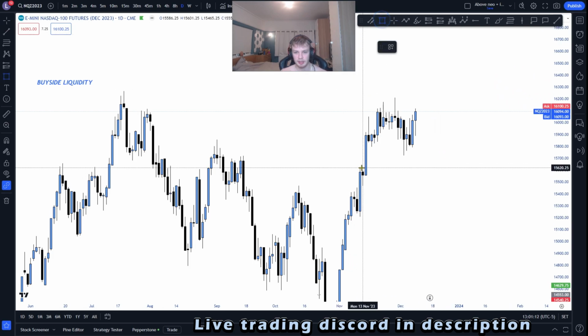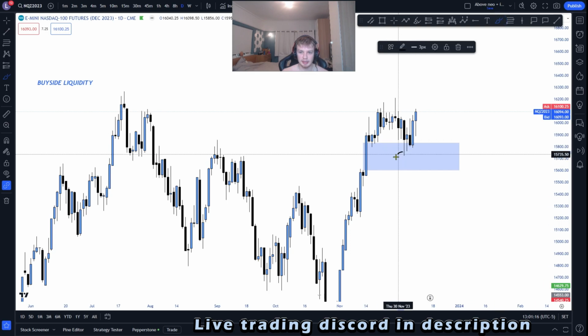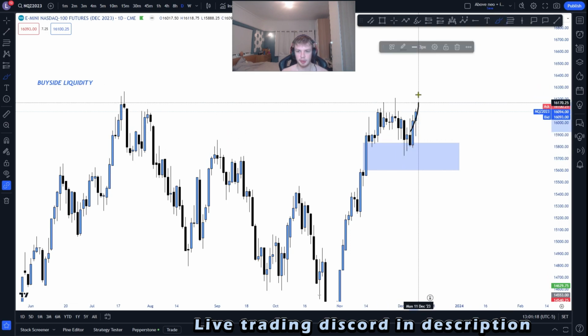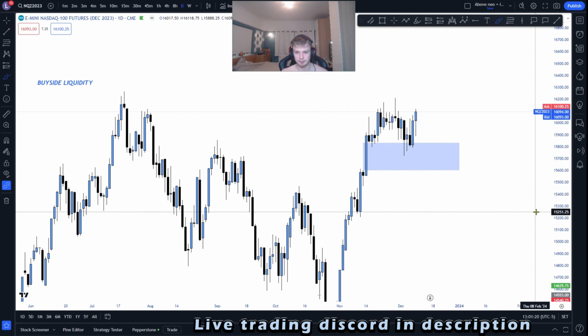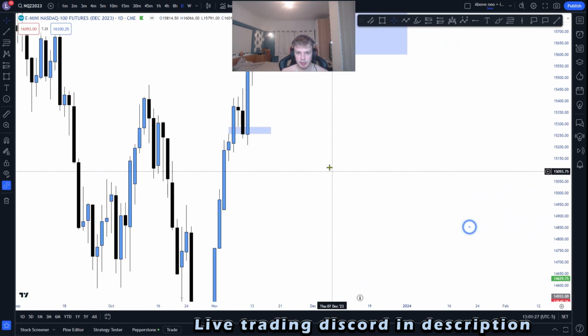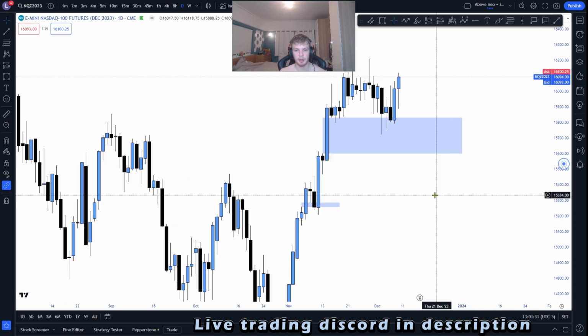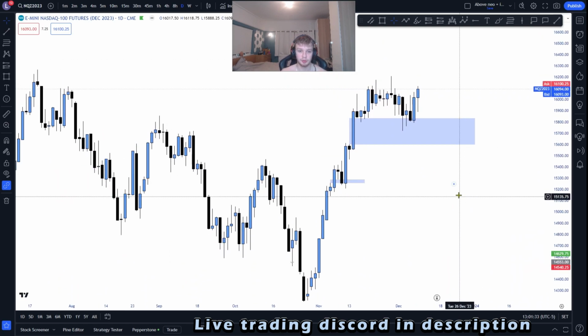So for example, this fair value gap right here, as you can see, price comes back, has tapped into it, and now price is going up for buy side liquidity. The same with this fair value gap down here. Price is respecting this fair value gap, comes down, taps into the fair value gap, and then pushes straight up. So that is how most people use fair value gaps and want to see fair value gaps used.